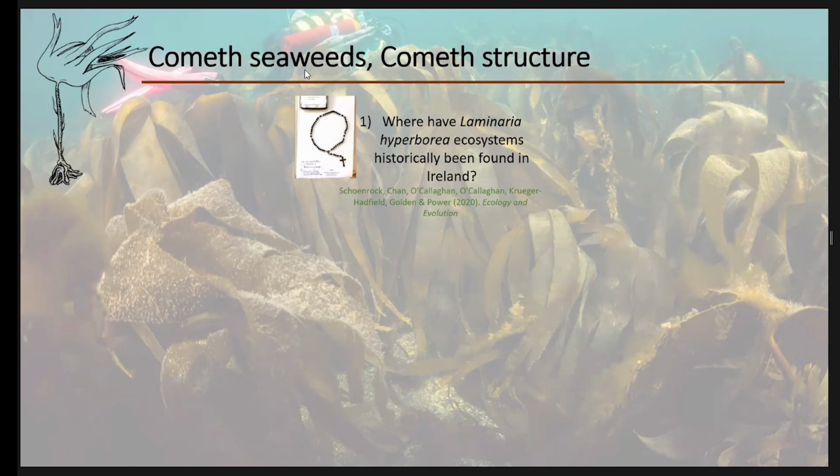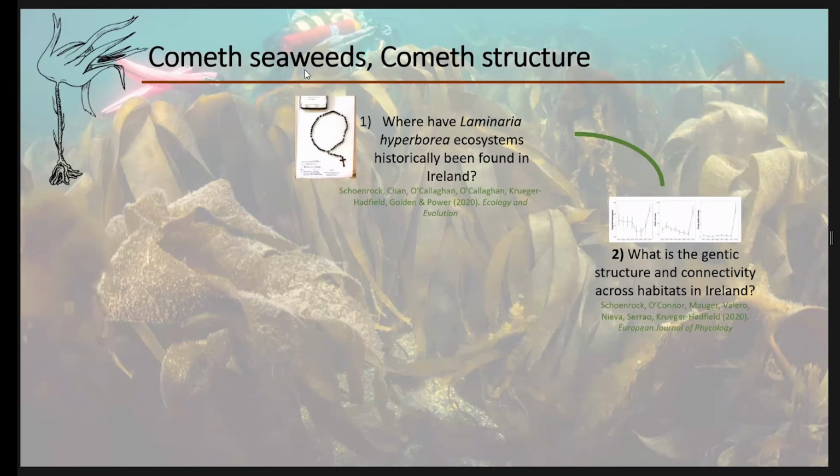So we're looking at resilience of kelp forests, and that includes where Laminaria hyperborea forests have been found historically. Trying to go back to the 1700s, we were able to recreate records. So this is just a rosary from Donegal, actually made out of oarweed stipes. But there's a lot of data in these historical records showing you maybe how species distributions may have shifted over time.